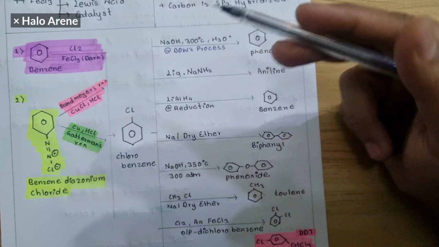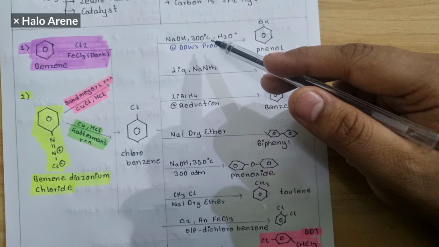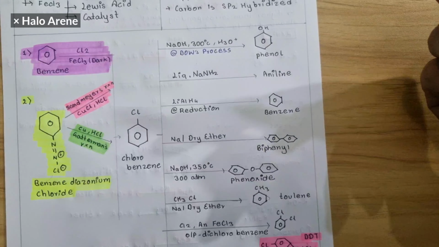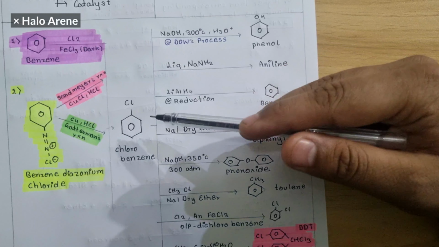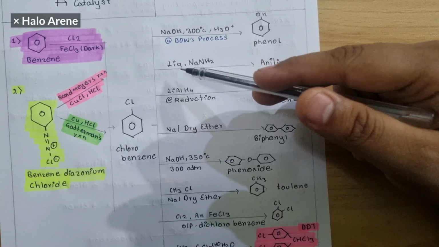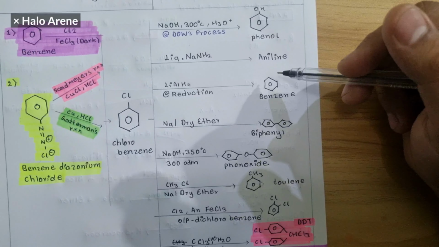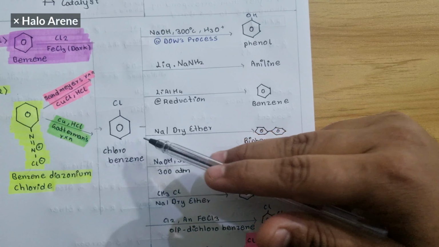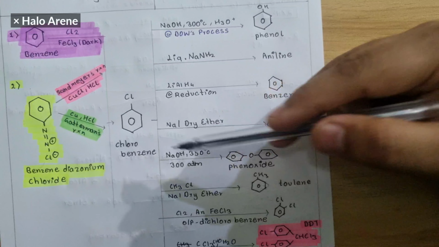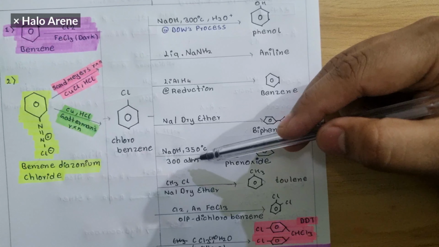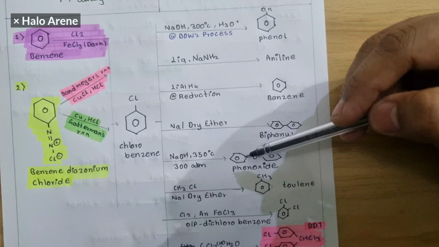When chlorobenzene is treated with sodium hydroxide at 300 degrees centigrade followed by hydrolysis, it forms phenol. This process is commonly known as Dow's process. When it reacts with a reagent like liquid NaNH2, it forms aniline. When it goes through complete reduction, it forms benzene. When chlorobenzene reacts with Na in presence of dry ether, it forms biphenyl. When chlorobenzene reacts with sodium hydroxide at 350 degrees centigrade and 300 atm pressure, it forms phenoxide.